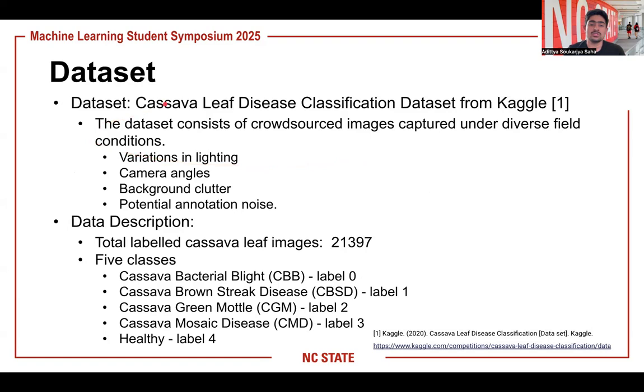The dataset we used was the cassava leaf disease classification dataset from Kaggle, and it consists of crowdsourced images captured under diverse field conditions such as variations in lighting, camera angles, background clutter, potential annotation noise, etc. The dataset contains 21,397 cassava leaf images, classified into 5 classes: CBB, CBSD, CGM, CMD, and healthy. All the full forms are given over here.